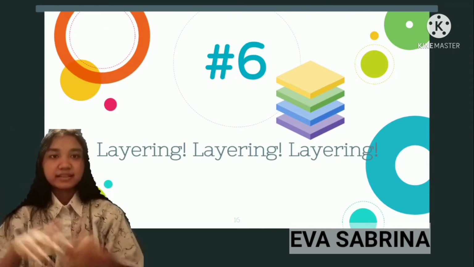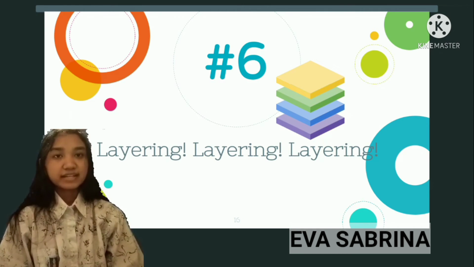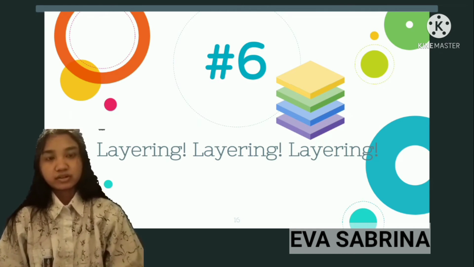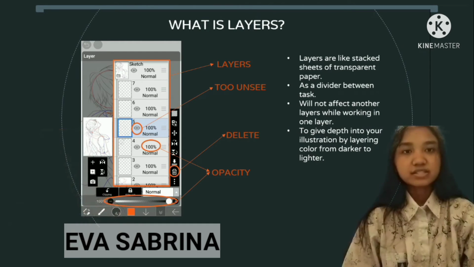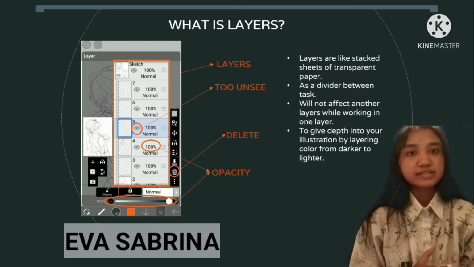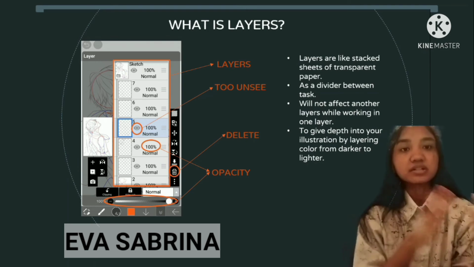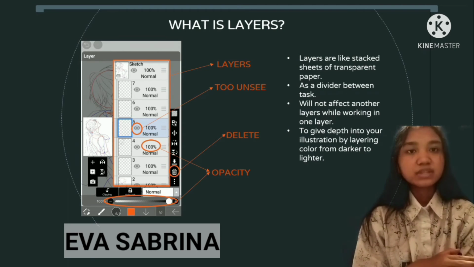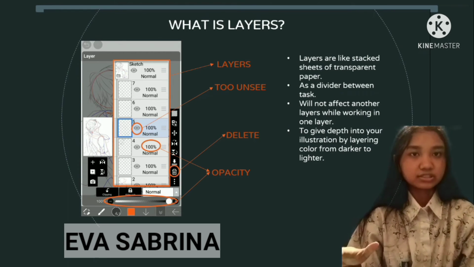Tip number 6. Layering. One of the most advantageous sides of digital art is that you can edit your layers. So what is a layer? Basically, just like its name, it is like stacked sheets of transparent paper. Digital artists overlap layers to divide one element from another so they can work in one layer without disturbing the element on another layer, or to give depth to their illustration by layering darker color over lighter color.